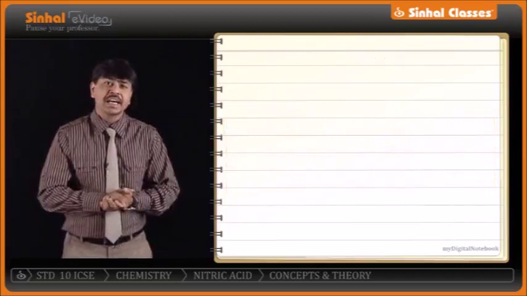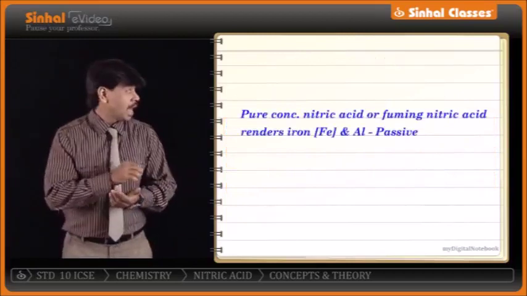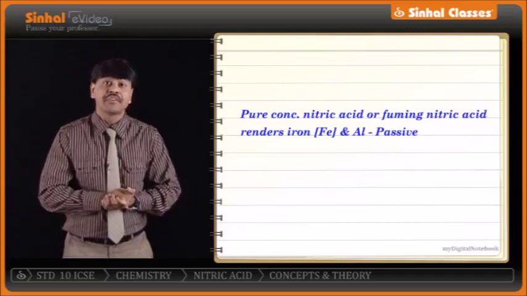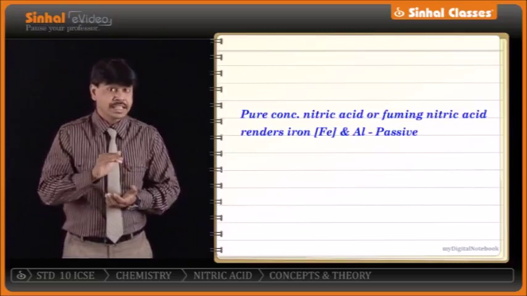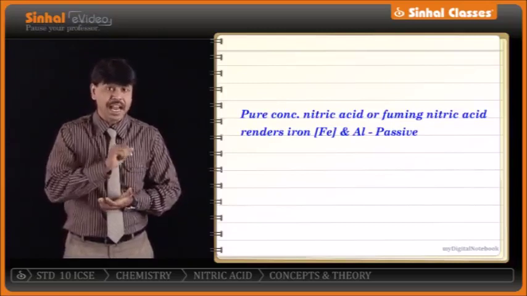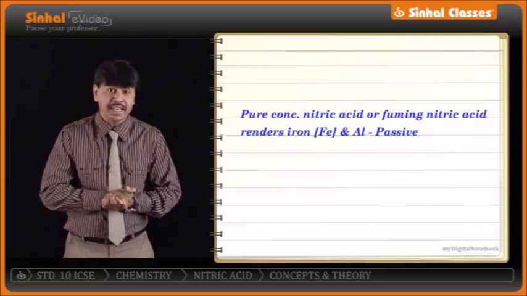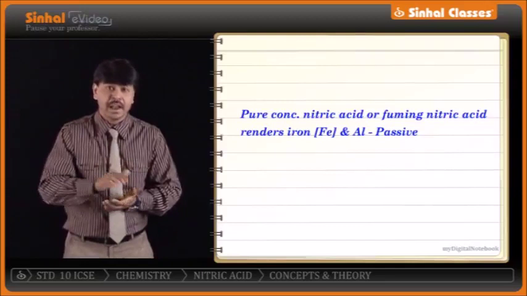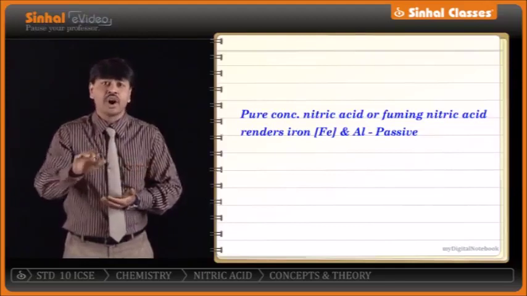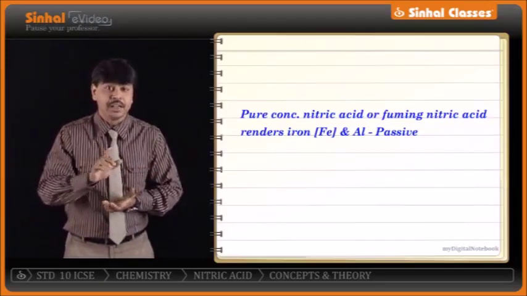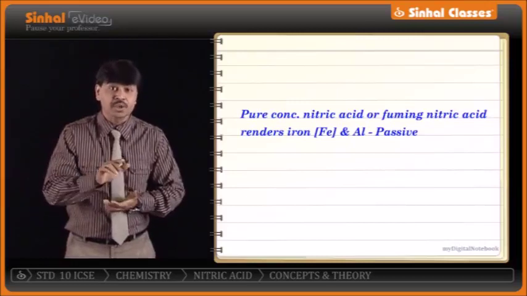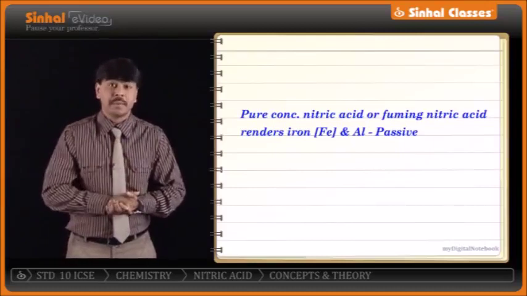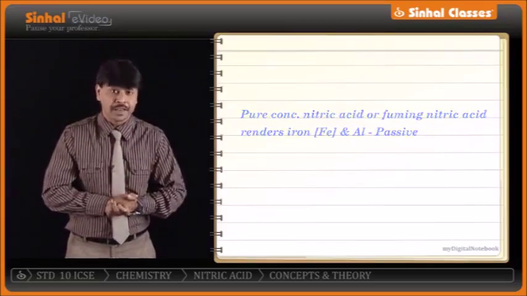Pure nitric acid renders aluminium and iron passive. What do you mean by passive? It becomes non-reactive. The reason is that concentrated fuming nitric acid, which is 98% concentrated nitric acid, forms a thin oxide layer on the surface of the metal. As a result, the metal becomes inactive. This is what is called passive. You can remove this layer, and after that the metal can become reactive again.